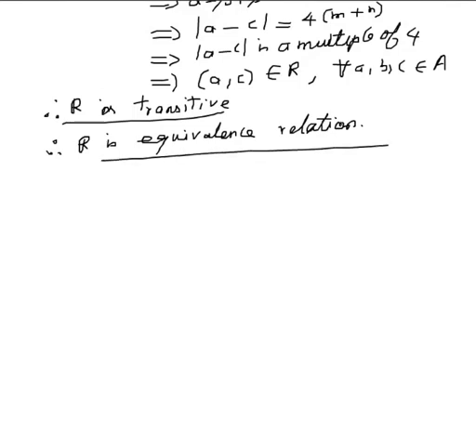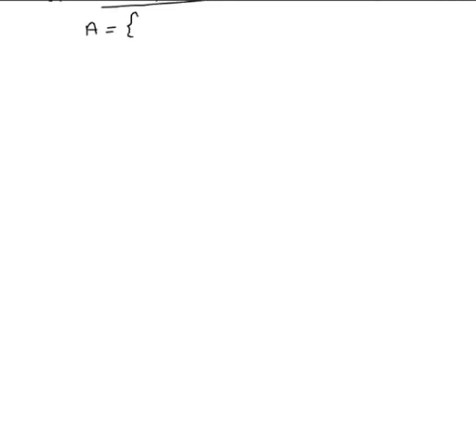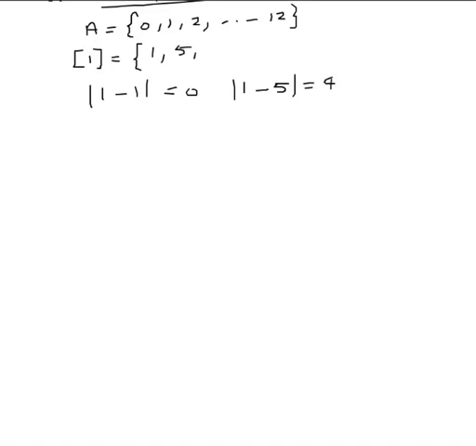Now we have to find the set of all elements related to 1 in each case. So the set A is 0, 1, 2, 3 up to 12, all integers from 0 to 12. Now we have to write the elements which are related to 1. That is nothing but the equivalence class of 1 we have to write. So 1 is related to 1 because 1 minus 1 is 0, which is a multiple of 4. And 1 is related to 5 because 1 minus 5 is 4, which is a multiple of 4. And then 1 is related to 9 because the difference again is 8, which is a multiple of 4.